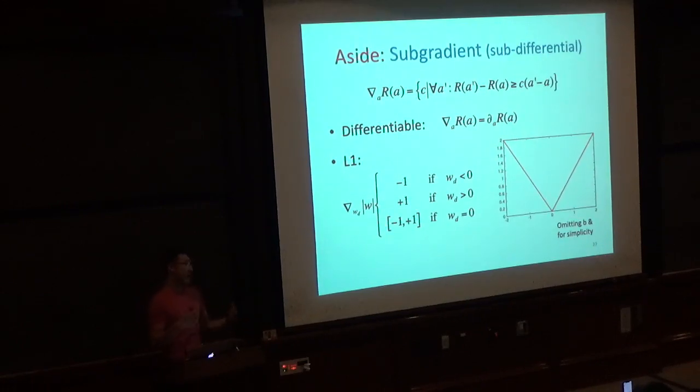And so in practice, what we actually do is stochastic subgradient descent, not stochastic gradient descent. If you truly are at the origin, you can pick any of these slopes as a valid gradient operator if you want.